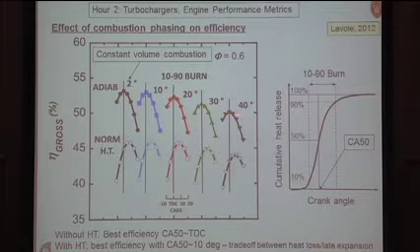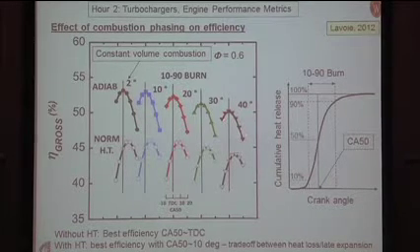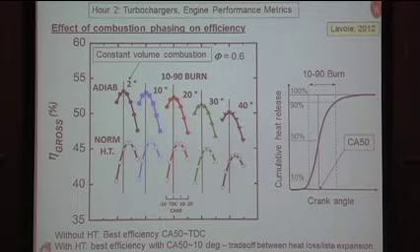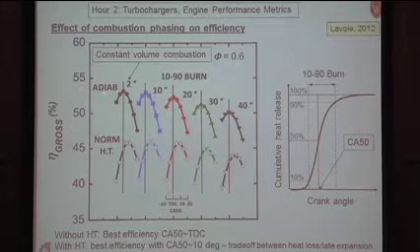So that's these sets of curves here. And each one of these corresponds to a different assumption about the 10 to 90 burn. This first one assumes that the 10 to 90 burn occurs basically instantly, 2 crank angle degrees. This last one, the 10 to 90 burn occurred in 40 degrees of crank angle. And notice that by going to a short burn duration, you see higher gross efficiencies.